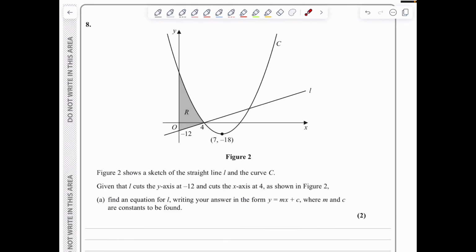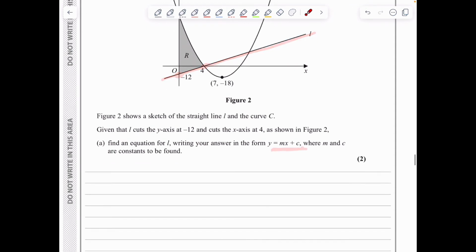In 8, we've got a sketch of the straight line L and the curve C. Now for the line L, we know that it cuts the x-axis at 4, 0, and it cuts the y-axis at 0, negative 12. And we're being asked to find an equation for L in the form y equals mx plus c.